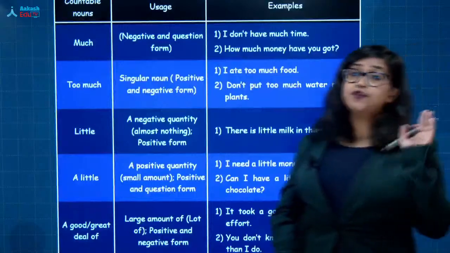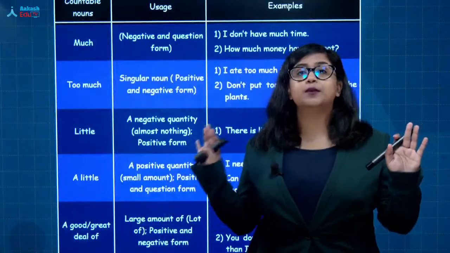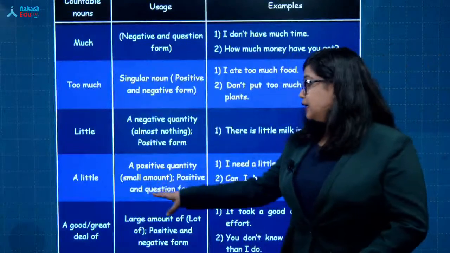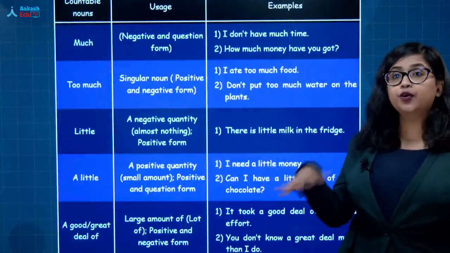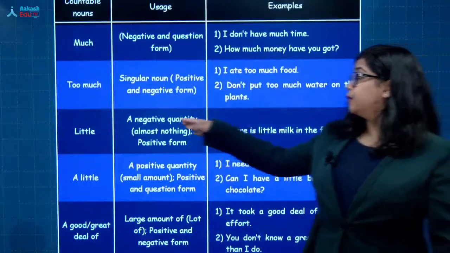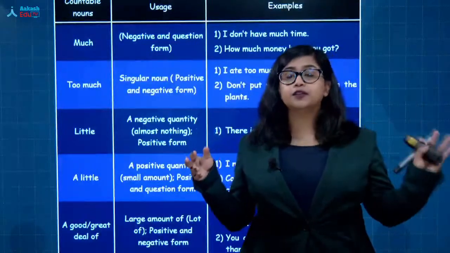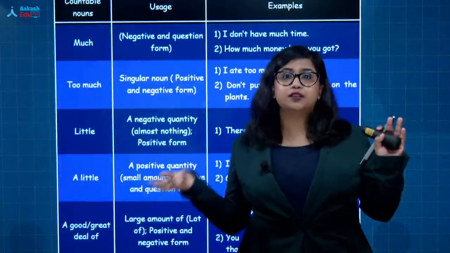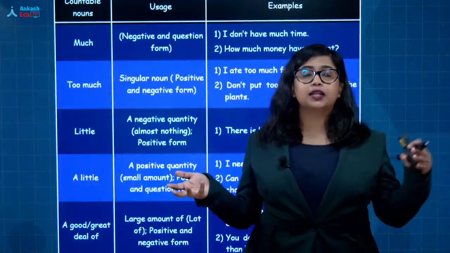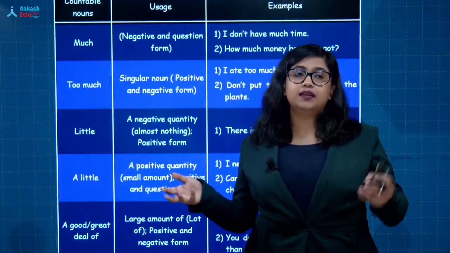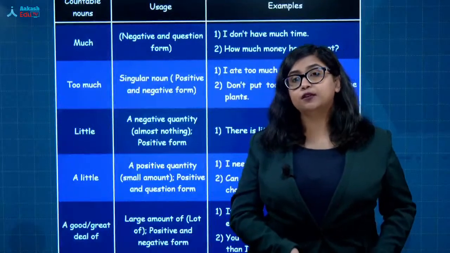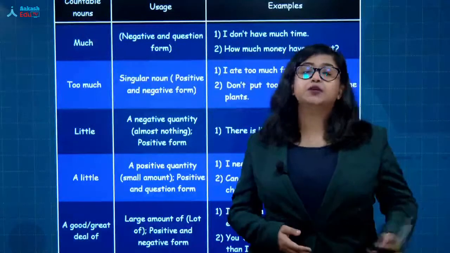Okay, there are few mangoes in the fridge, there is little milk in the fridge. Alright, then a little, just like a few, is used in terms of positive quantity. When we say there is little milk in the fridge, I'm saying it's almost nothing, right? There's very little milk in the fridge.